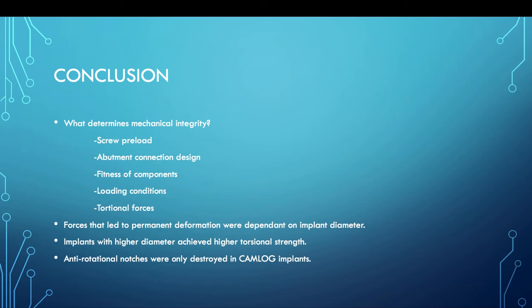Lastly, we move on to conclusion. So, what determines mechanical integrity of an interface? There are many factors including screw preload, abutment connection design, fitness of components, loading conditions, and torsional forces. Forces that led to permanent deformation were dependent on the diameter of the implant. Implants with a higher diameter achieved higher torsional strength as compared to lower diameter implants. This is because of the size and thickness of the implant walls.